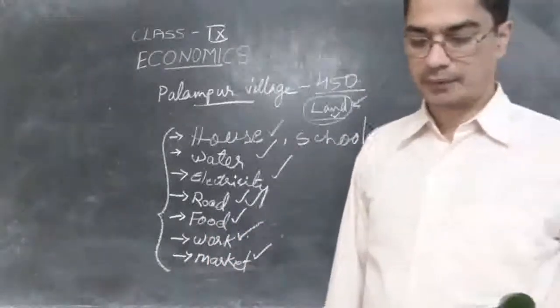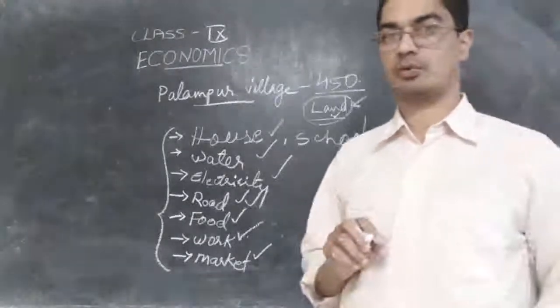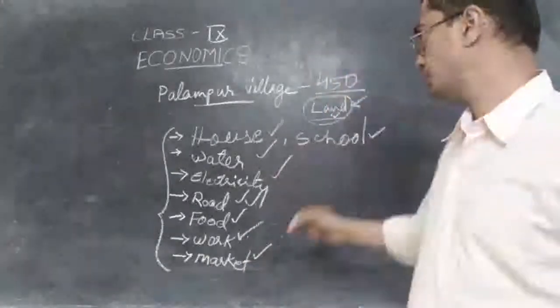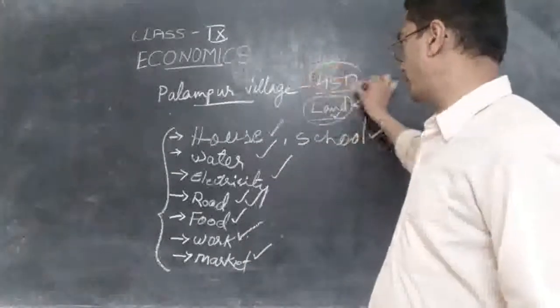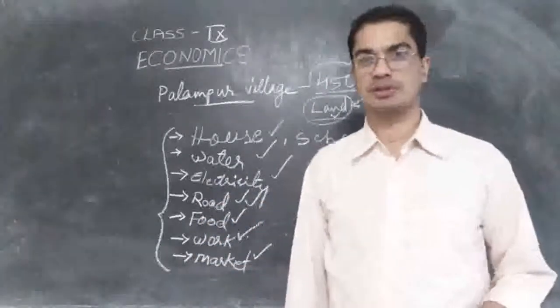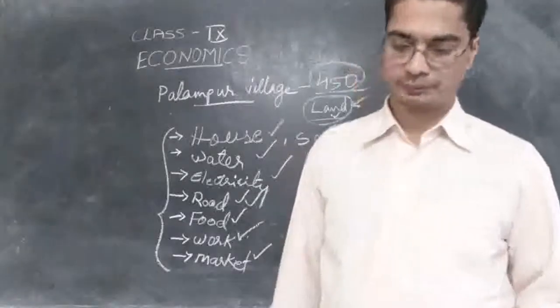How many schools do they have? They have two primary schools and one high school. It is only 450 families and therefore they don't need very many schools. They have two primary schools and one high school.